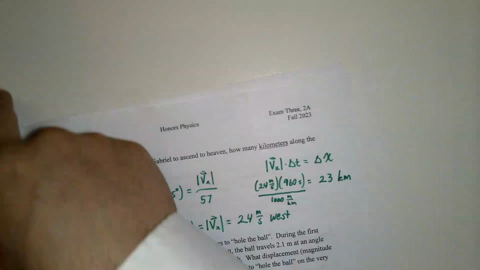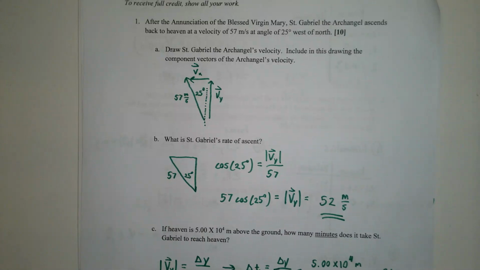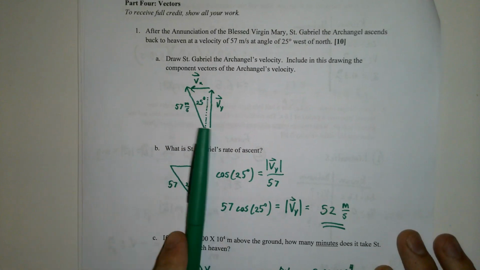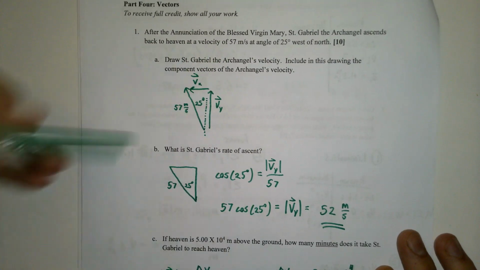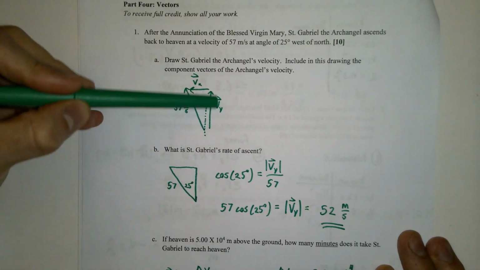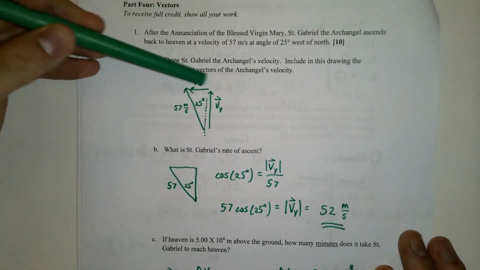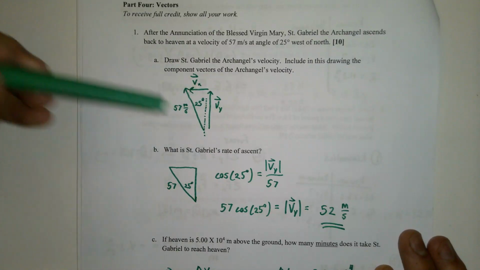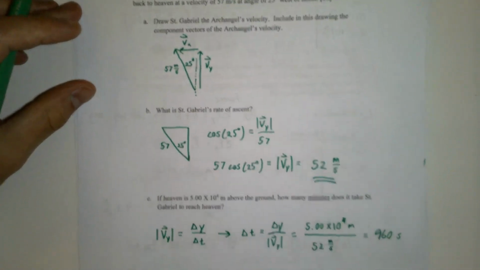All right, moving on. Part 4, vectors. St. Gabriel the Archangel, after completing the Annunciation of the Blessed Virgin Mary, ascends unto heaven 25 degrees west of north. There's north. To the west of it by 25 degrees would be right there. Our ascent velocity vector would be this vertical component, or the y component of the velocity, and then his velocity along the ground would be the x component of our velocity here. The resultant of those two is his actual velocity, which is 57 meters per second. That's his velocity in 2 dimensions of space.